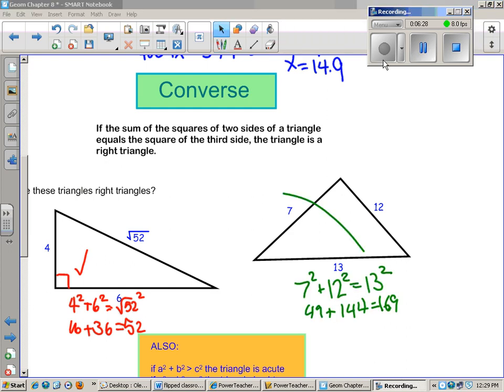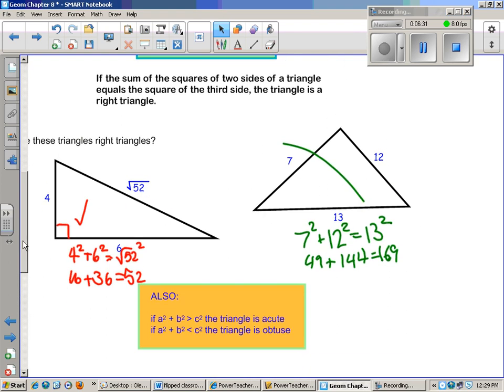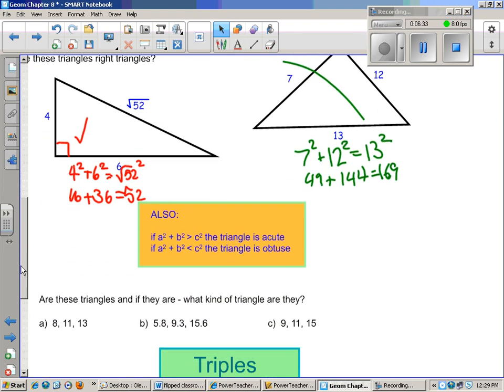Now, there's something else that's kind of cool about the Pythagorean theorem, and that is it can identify acute and obtuse triangles as well. So we know that if a squared plus b squared equals c squared, it's what kind of triangle? Right. Okay? If a squared plus b squared is greater than c squared, then it's acute. And if a squared plus b squared is less than c squared, the triangle is obtuse. The less than and greater than kind of seem counterintuitive, but think about that for a second.